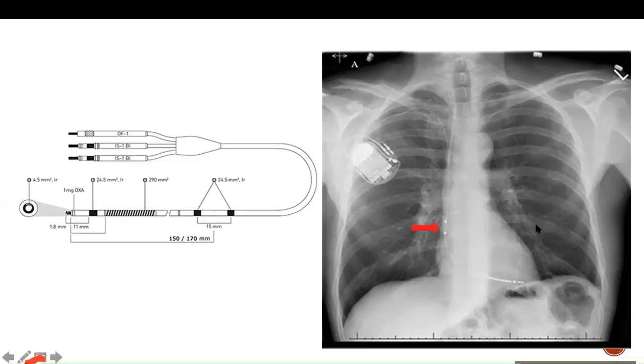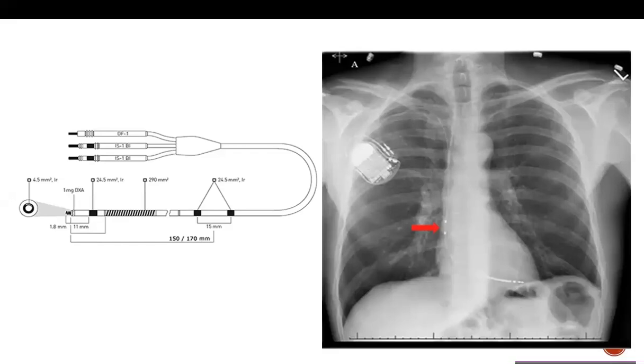So this is just a drawing. If you look at the device here, the lead goes down the SVC, then the right atrium, and crosses the valve. After it crosses the valve, you can see something more radio-opaque and dense at the end of the lead, and here is the tip of the lead. This long, dense stuff is the shock coil. The energy is delivered from the battery through the device, through the lead, into the shock coil. So this is the direction of the energy from the can to the coil.